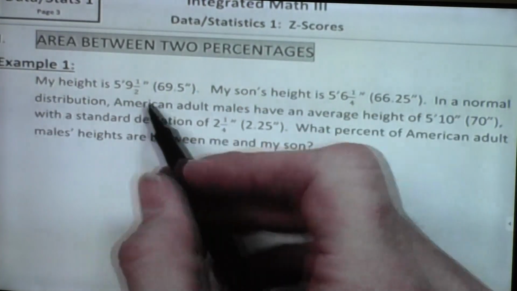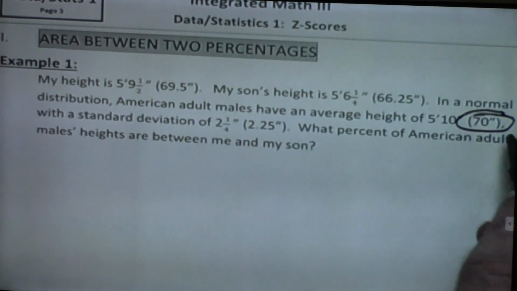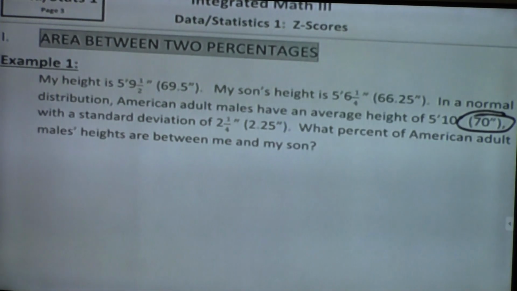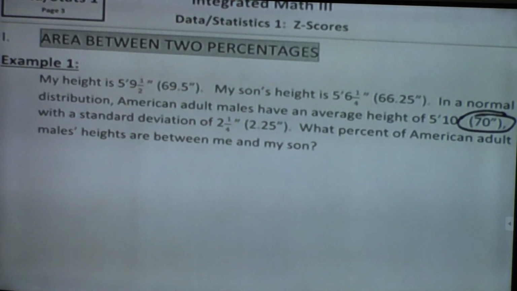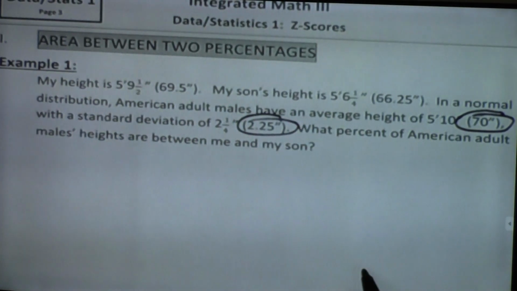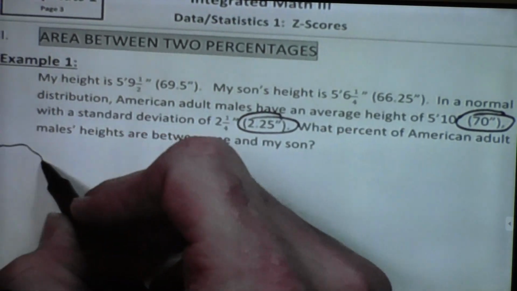In a normal distribution, American adult males have that height, and I think we'll stick with the inches because this is much harder to work with. I wish we'd switched to the metric system because it would have been so much easier to do everything in metrics. Standard deviation of 2.25. Now, you don't really have to do one of these.